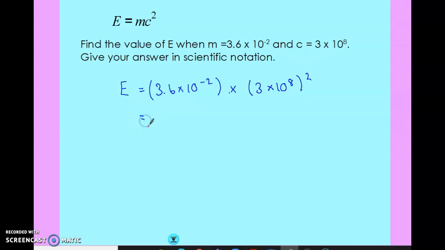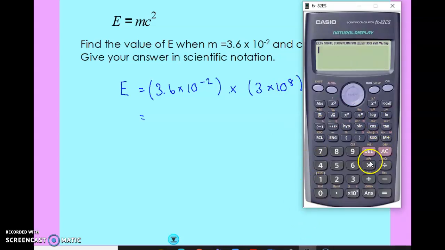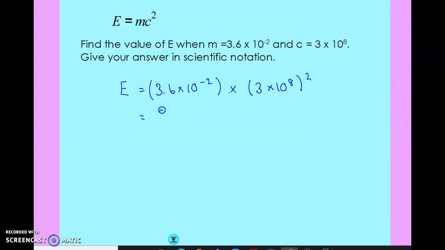Now you can type this into your calculator all in one go. Otherwise you can square first if you prefer. Okay, so 3.6 times 10 to the power of negative 2 times 3 times 10 to the 8, and I'm just going to do 3 times 10 to the 8 again there because I forgot to put a bracket in. And when you square something, you times it by itself. So I get 3.24 times 10 to the power of 15.